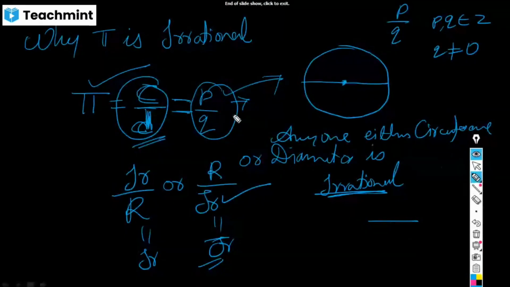When you have an operation between rationals and rationals, the result is rational, right? But when you have operations between a rational and an irrational, the result is always irrational. So when there is an operation between a rational and an irrational, the result is always what? Irrational.